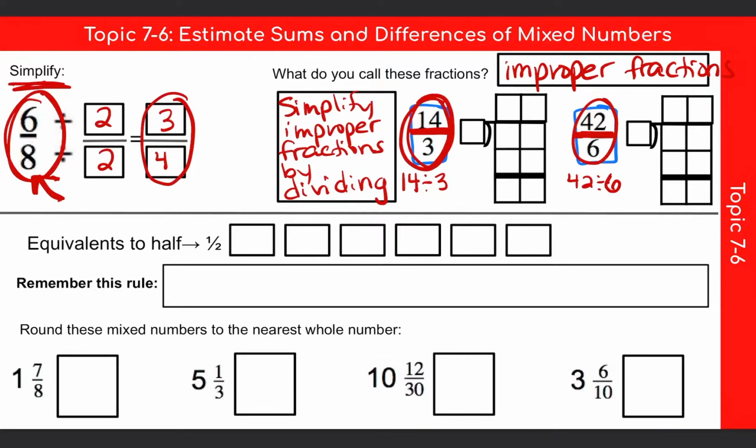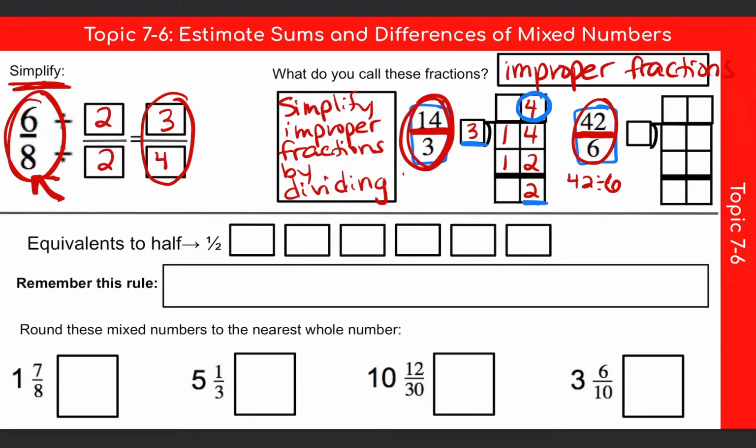So right here, I just have a little division template. So we can do 14 divided by 3. Okay, so now we can solve it. 3 goes into 14 how many times? It goes in 4 times without going over. So that's 12. And we get a remainder of 2. So 14/3 simplifies to 4 wholes and 2/3.